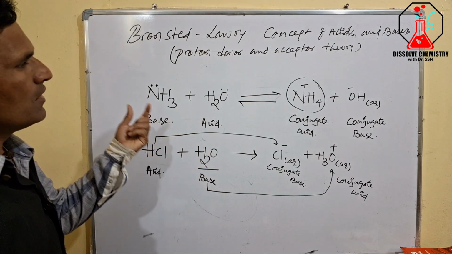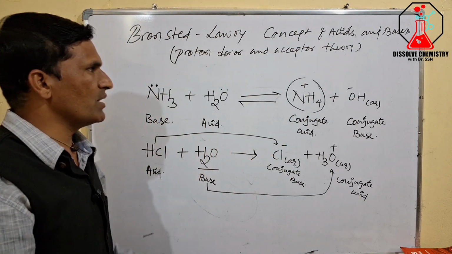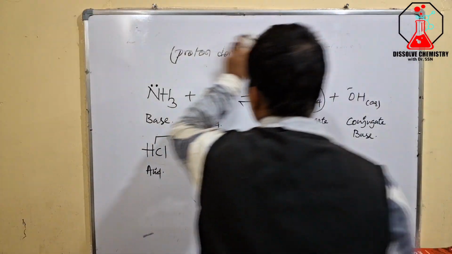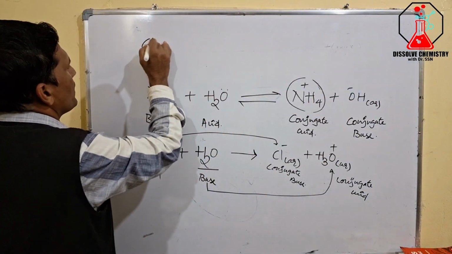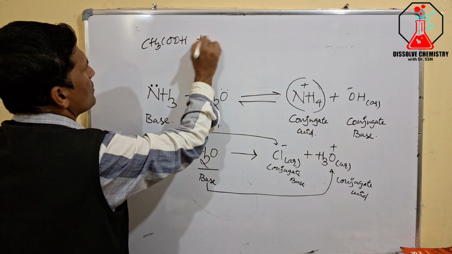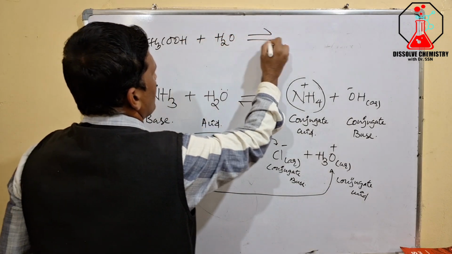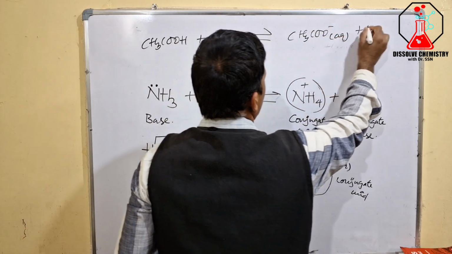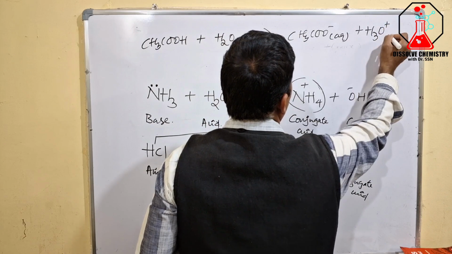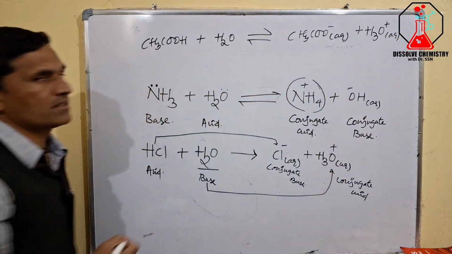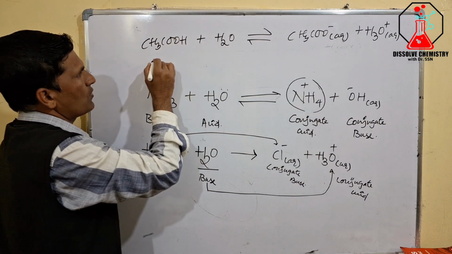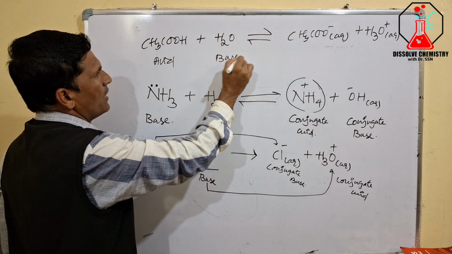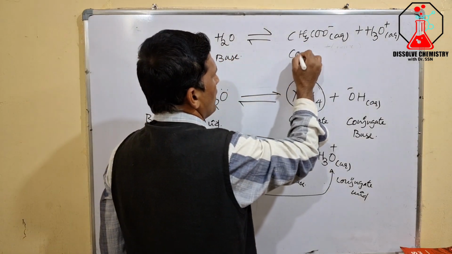Similarly, as we have seen with this conjugate acid base pair, we will take another example. Try to understand this one. If you take CH3COOH plus water, it will dissociate to give CH3COO minus aqueous plus H3O plus. Here water is acting as a base and acetic acid is acting as an acid. It is a proton donor, so therefore it is an acid. Water is a proton acceptor, so it is a base, and the acetate ion formed is the conjugate base.